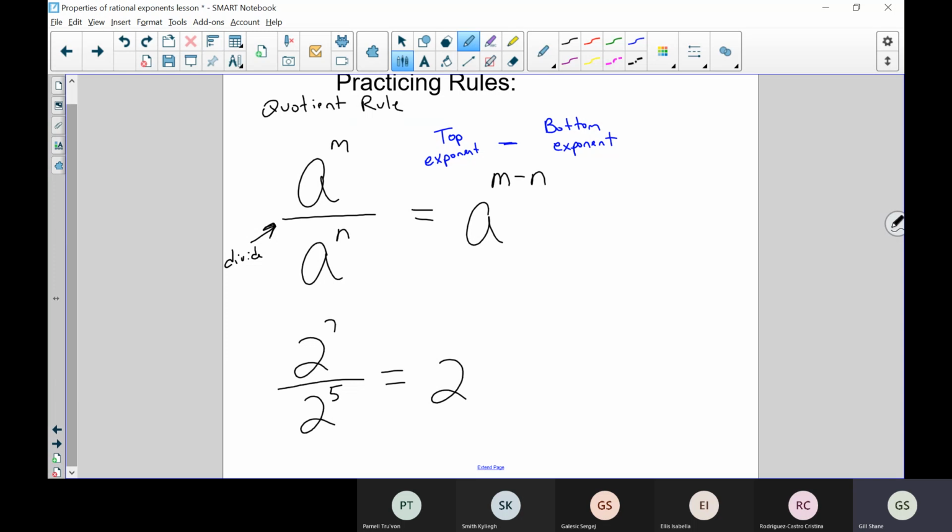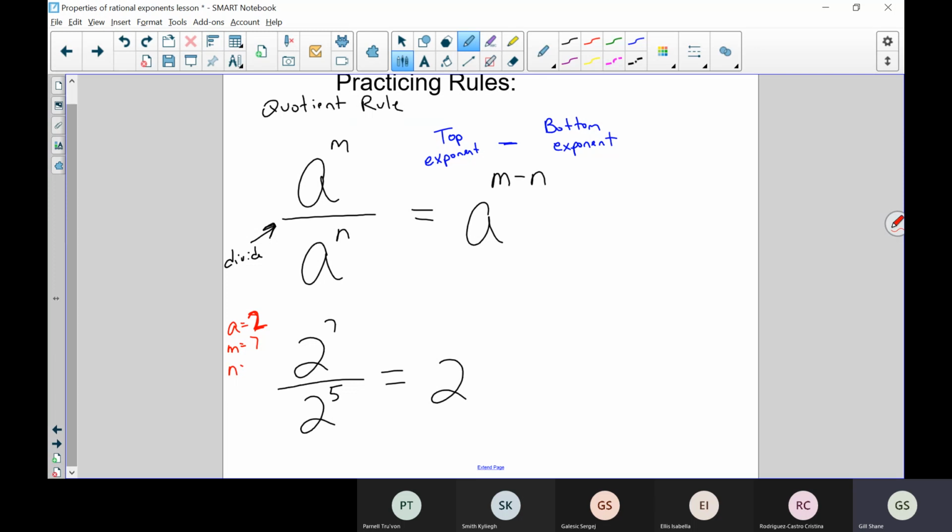Actually, here's a good habit to get into. Let's write it down. For this particular problem, A does not equal 7. I'm getting ahead of myself. A equals 2.